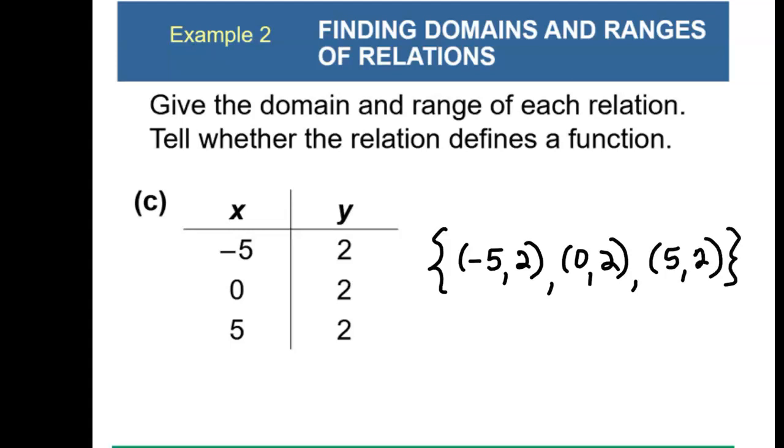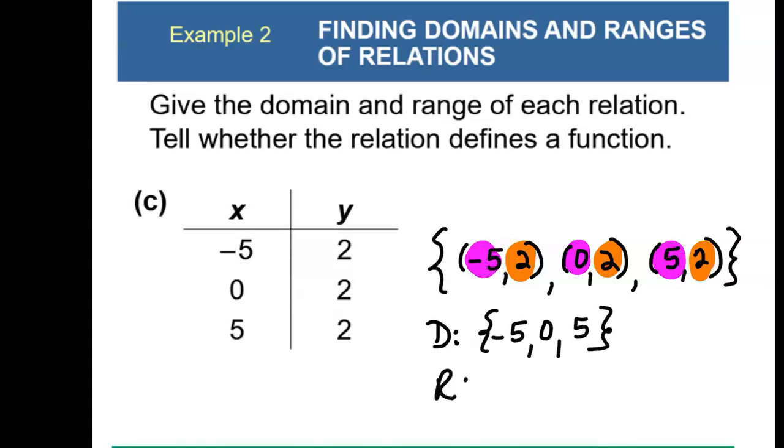Because there are no repeating X values, that relation does define a function. Our domain consists of -5, 0, and 5, and our range would consist of the 2 only. So we would write our domain as the set containing -5, 0, and 5, and the range would contain one element, 2.